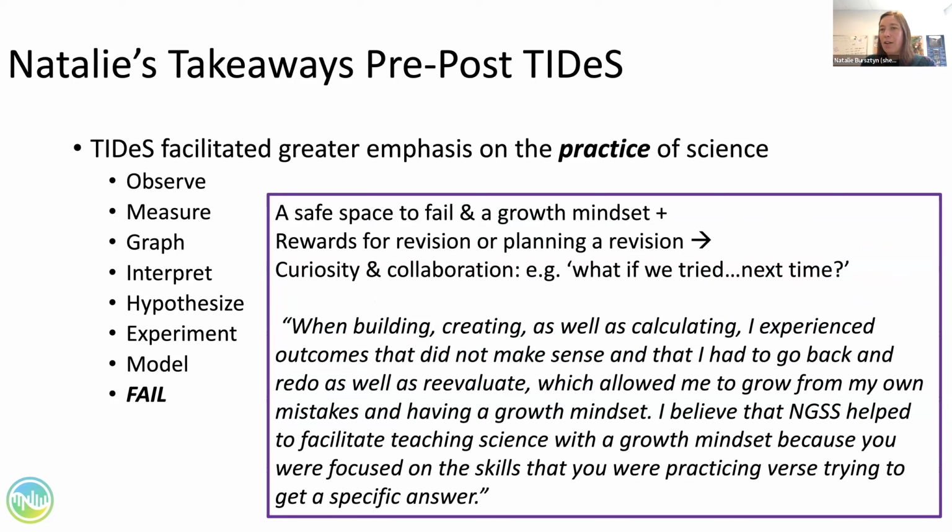And there were often times where students were asking, what if we tried this? And are we going to have time to keep working on revisions? And of course, the answer is no, we need to move on to the next thing, but it's awesome that you're thinking about it and you want to.